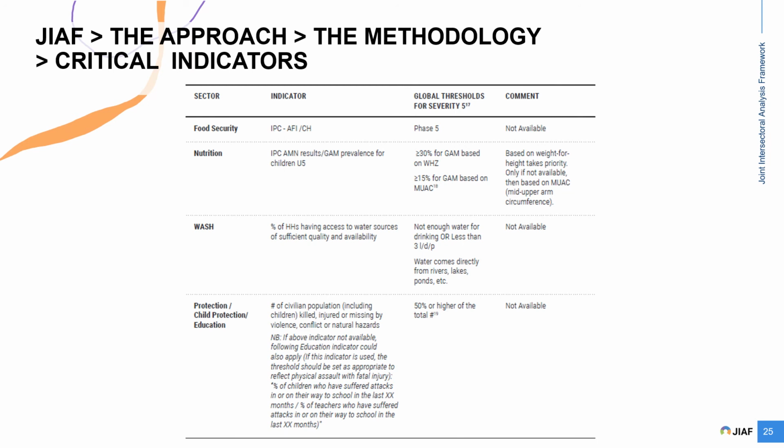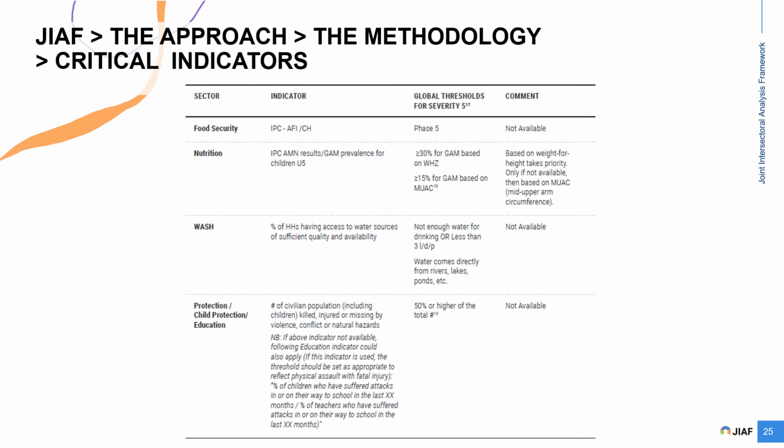As the definition as well as these examples illustrate, it can therefore be possible that in a given context, there are either no critical indicators at all, or there are only one or two critical indicators to be considered in the intersectoral analysis. The global thresholds for severity column has been added to demonstrate how each of these example indicators align with the definition for critical indicator that we gave before, and the requirement for having a severity 5 threshold that equates to imminent death.